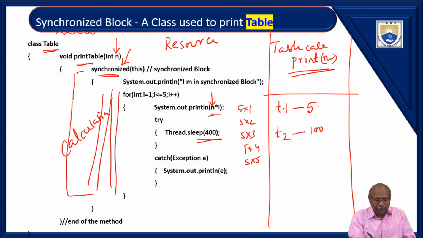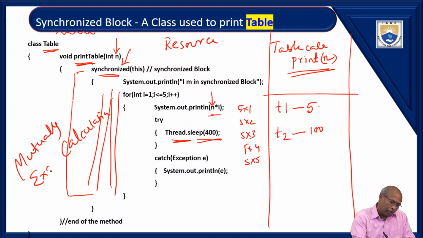Now, assume I have a class called table. In the table class, I have a method called print table with parameter n. Here, I kept the statements in a synchronized block. There, my loop is running. While running, sometimes it is sleeping also. Even though it is sleeping, the other thread has to wait, because it is a synchronized area. Until I come out, it will not do anything. This is mutually exclusive.